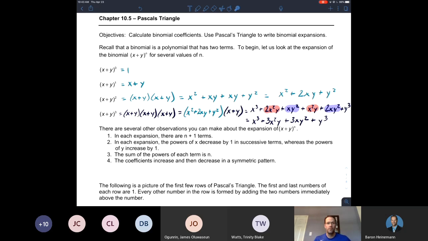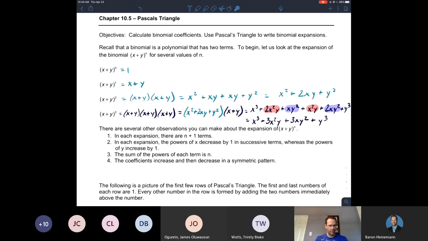We're good? The third says the sum of the powers in each term should equal n. So if you were to add up the exponents in each individual term, it should equal the highest power, n. We're talking about x plus y to the n power. So if it's the third, notice here, the exponent is 3. Here, 2 plus 1. 2 plus 1 is 3. 1 plus 2 is 3. And then this one is just 3. So every term should have exponent 3 on the variables when you add them up. That's an easy one to see.